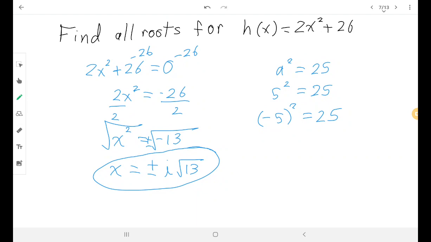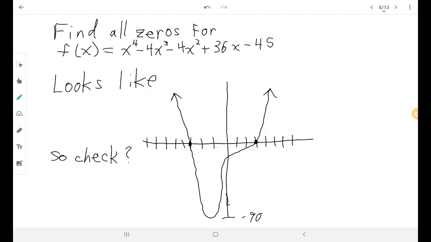Okay, there being no questions, let's move on to another one. Find all the zeros. We got another big one here.